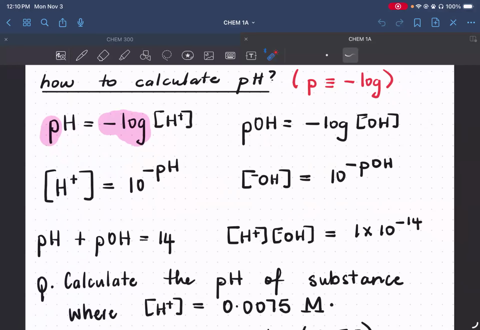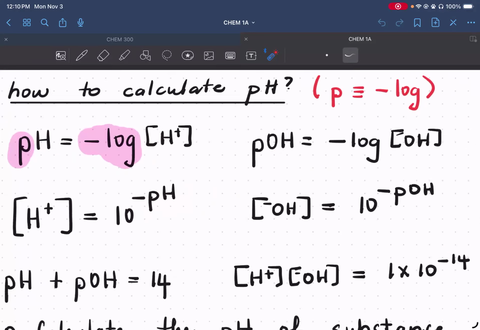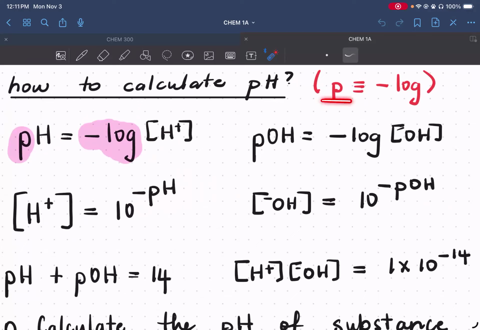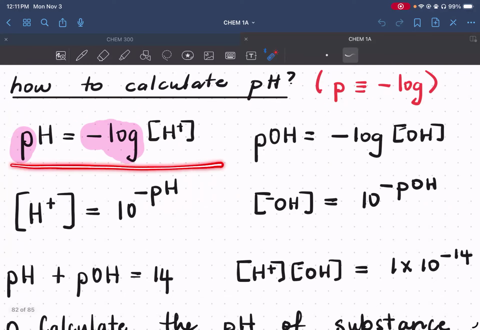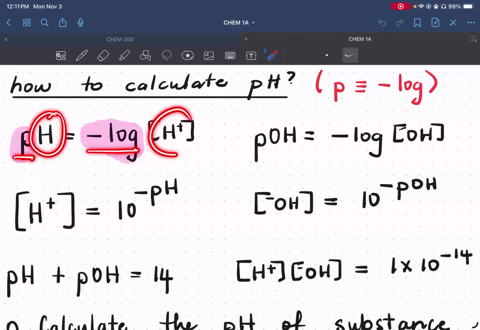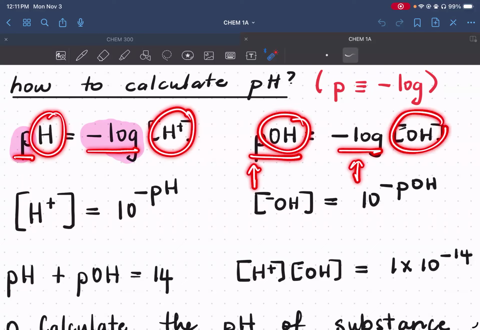Since pH represents a numerical or quantitative measure of acidity, there exist a few equations around it. But to first go into them, we must remind ourselves that the P in pH quite literally stands for negative log. So when asked to calculate pH, it is simply the negative log of the H plus concentration. Similarly, pOH is equal to the negative log of the OH concentration.